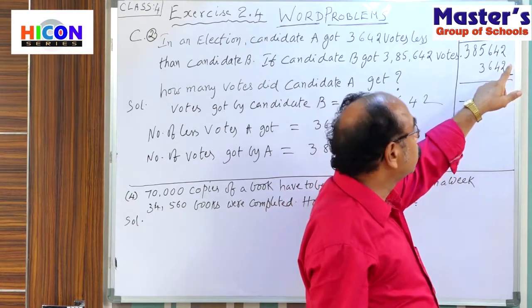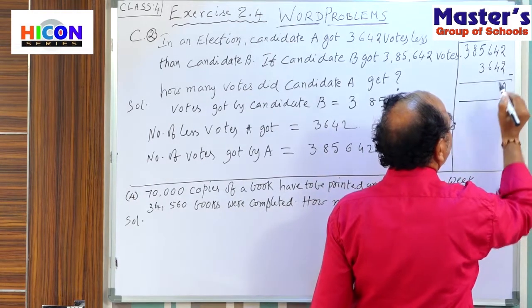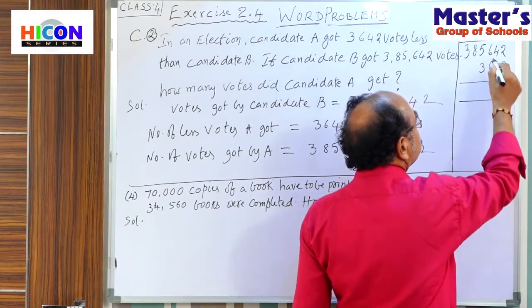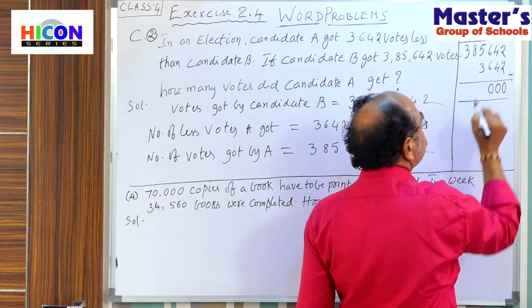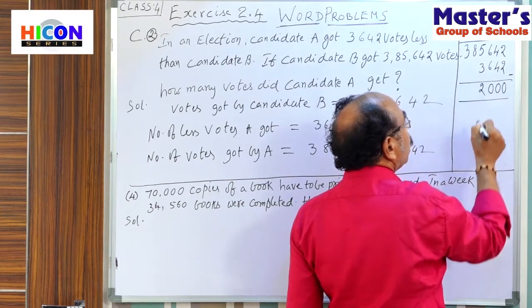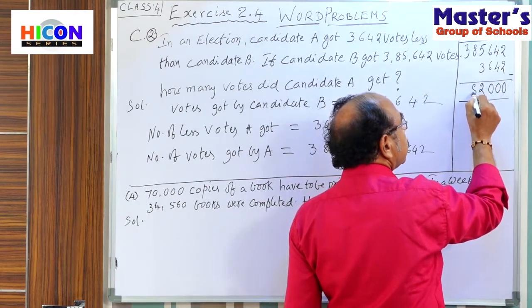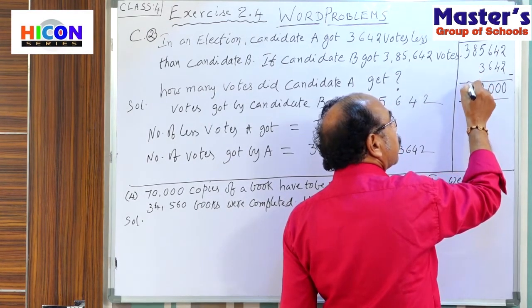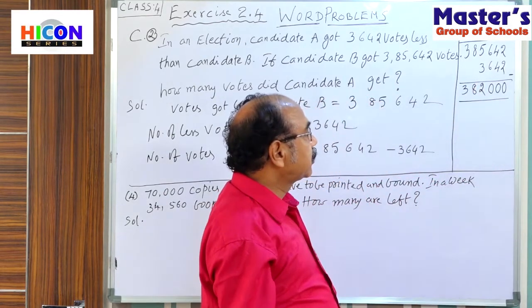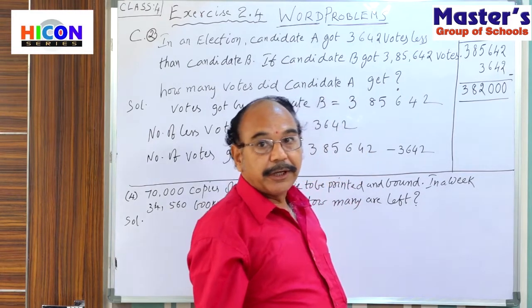First of all, show the subtraction in the units place. 2 minus 2 is 0. 4 minus 4 is 0. 6 minus 6 is 0. Now here, 5 minus 3, 2. Under 8, no number. That's why 8 only has to come. Under 3 also here, no number. That's why 3 has to come. That means 3 lakhs 82,000.